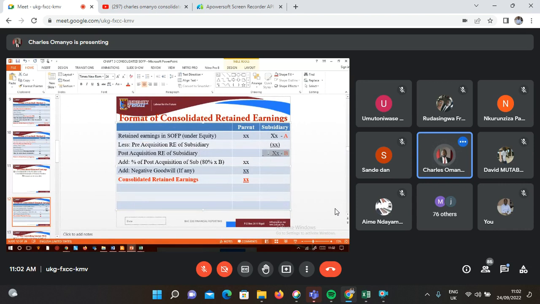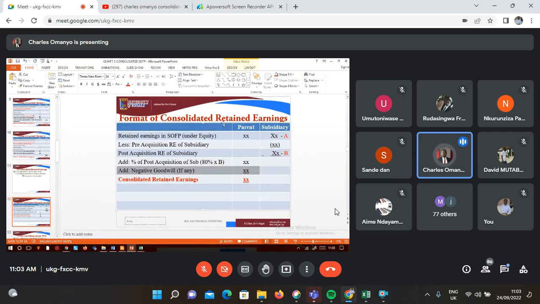Now, in this profit after, you only pick the percentage acquired. If you acquired 80%, you only pick 80% of the post-acquisition profit, and you bring it here in the first column. Because if you acquired, for example, 80% of the post profit, it is now the profit of the parent, because the parent bought the subsidiary. If there is any negative goodwill, you add it in that section.